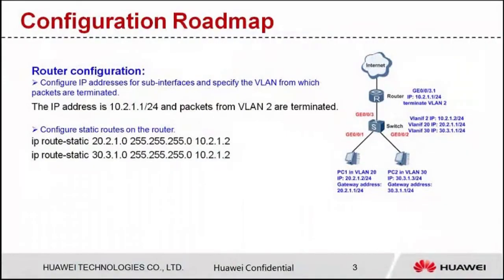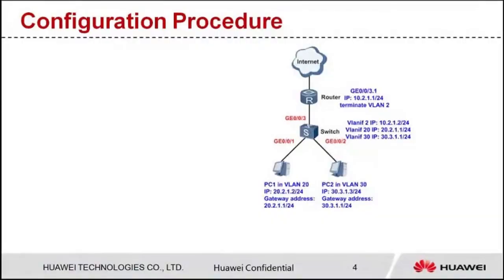Let's see the configuration roadmap and procedure. Ensure that a sub-interface on the router interface connected to the switch has been configured. The IP address of that sub-interface is 10.2.1.1, and the sub-interface terminates packets from VLAN 2. Static routes have been configured on the router. Here the router configuration is complete. Let's see the configuration of the switch.